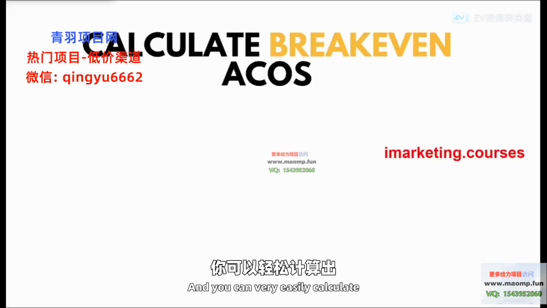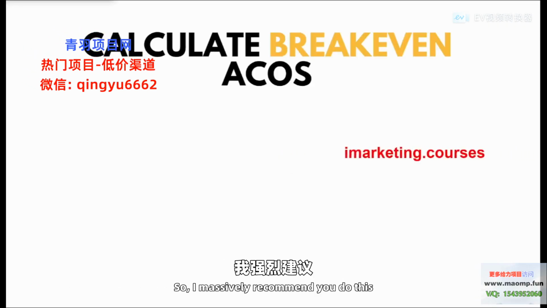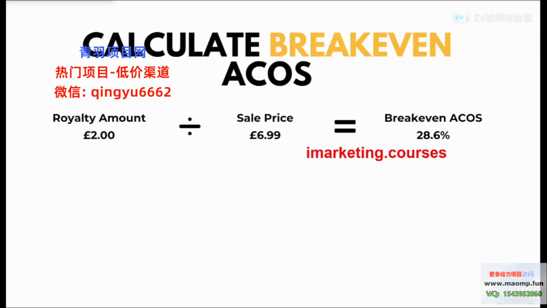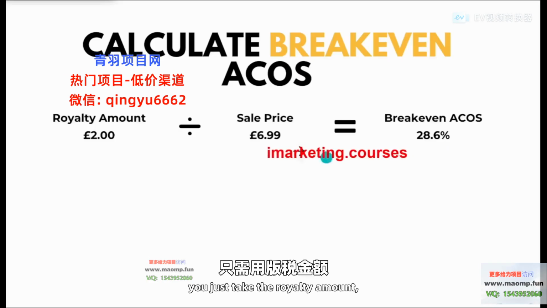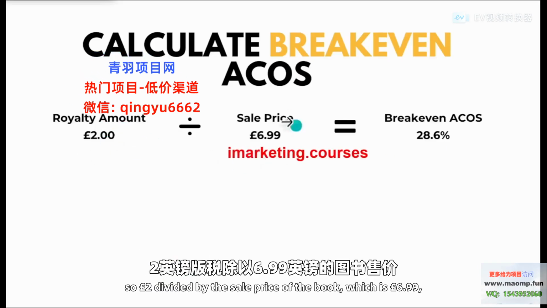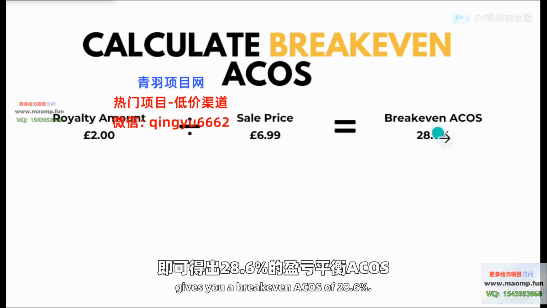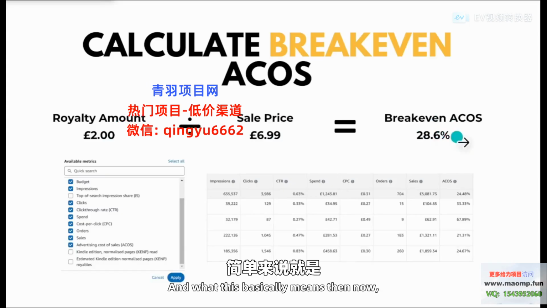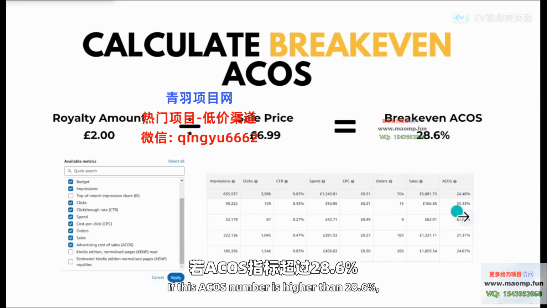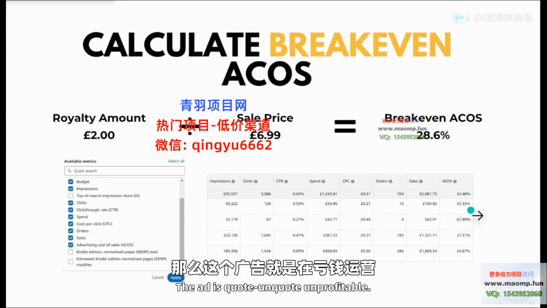And you can very easily calculate your break-even ACOS for your book. So I massively recommend you do this for every single book you're advertising. As a very simple formula, you just take the royalty amount, so £2, divided by the sale price of the book, which is £6.99, which gives you a break-even ACOS of 28.6%. And what this basically means is, if this ACOS number is higher than 28.6%, the ad is quote-unquote unprofitable.